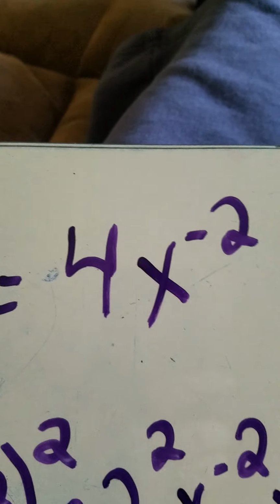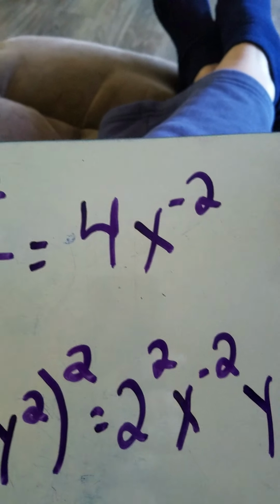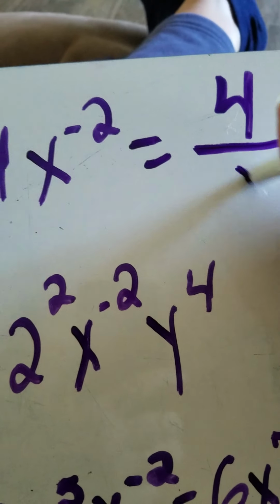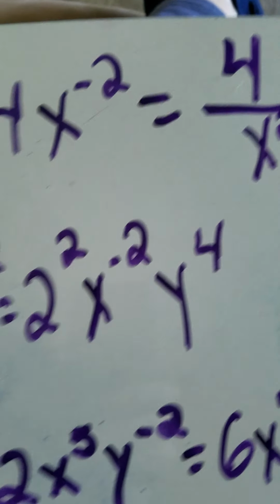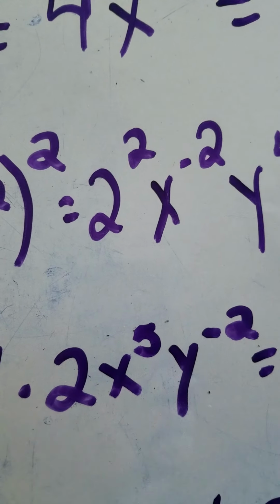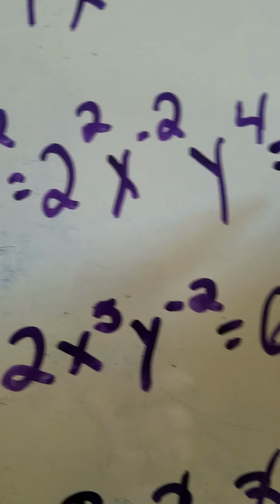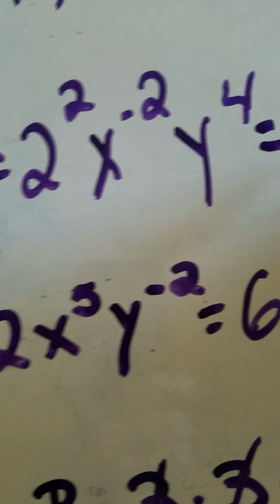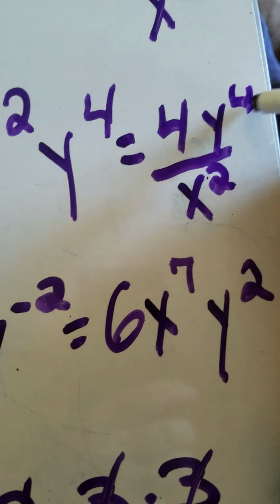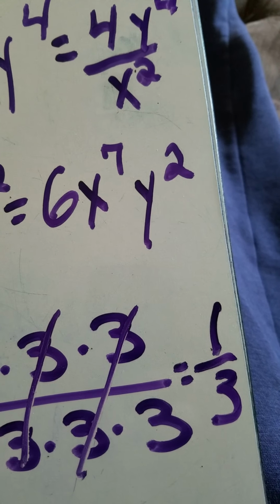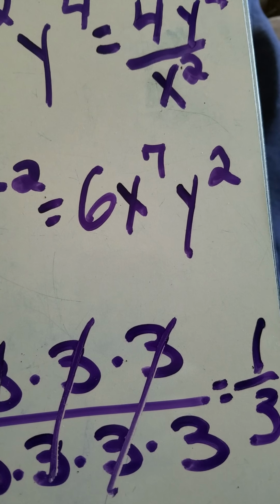So let's go back up to this problem. The positives stay where they are, and the negatives change. So I keep this. The 4 is positive, so I keep it. And then the x moves to the bottom, and the exponent becomes positive. So here I have this one. 2 squared becomes 4. X to the negative 2, that goes to the bottom and becomes positive. And then the y to the fourth stays on top. So here's this one. I don't have a single negative, so they stay.